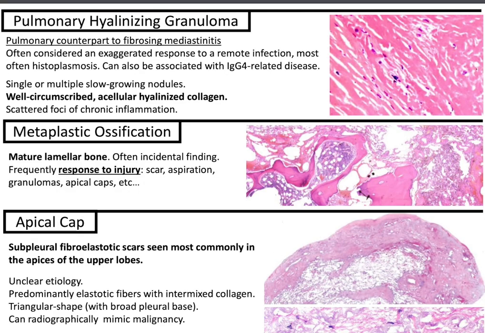Pulmonary hyalinizing granuloma. This is the pulmonary counterpart to fibrosing mediastinitis. It's often considered an exaggerated response to a remote infection, most often histoplasmosis. It can also be associated with IgG4 related disease. You'll have single or multiple slow-growing nodules, and you'll have well-circumscribed acellular hyalinized collagen, as you can see here. You can see scattered foci of chronic inflammation.